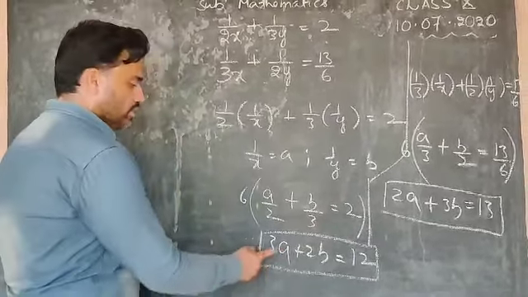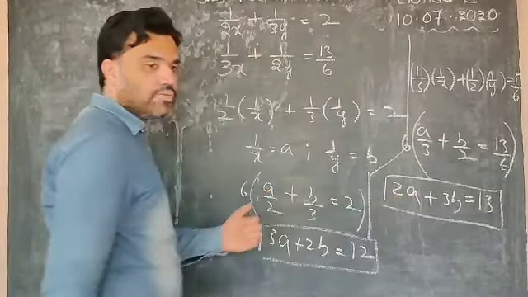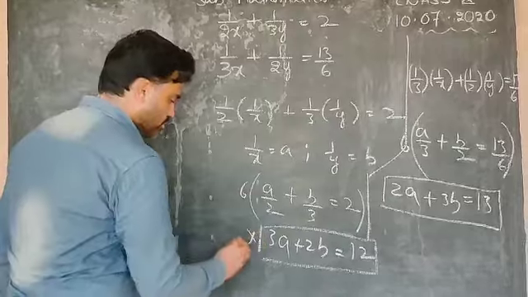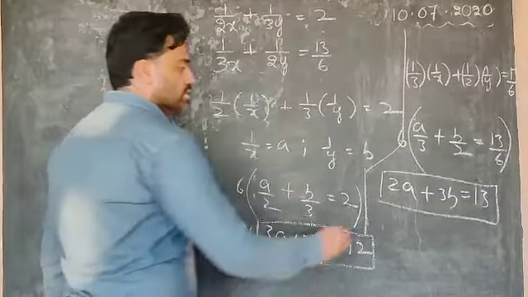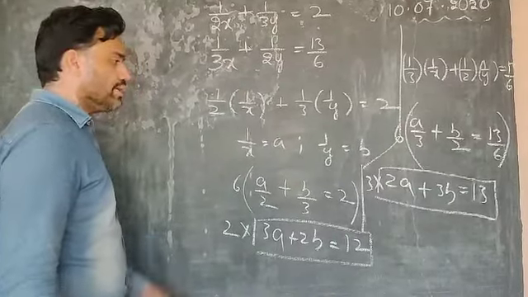Therefore now, a coefficient is what here? 3. And the other a coefficient is 2. What is the LCM of 2 and 3? 6. Therefore, the first equation is multiplied by 2, the second equation is multiplied by 3. Okay children, so now let us solve this.